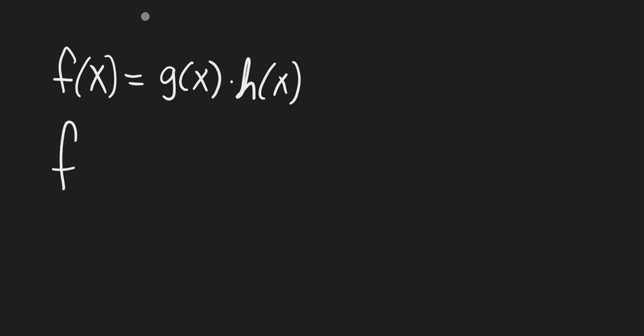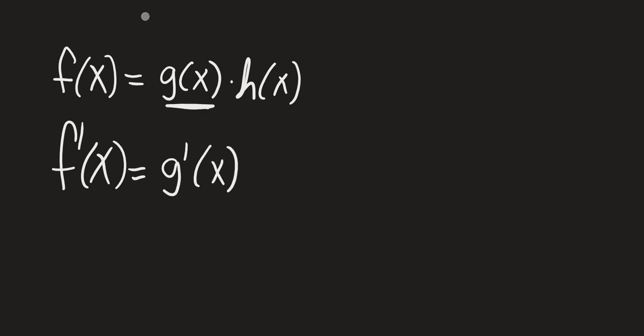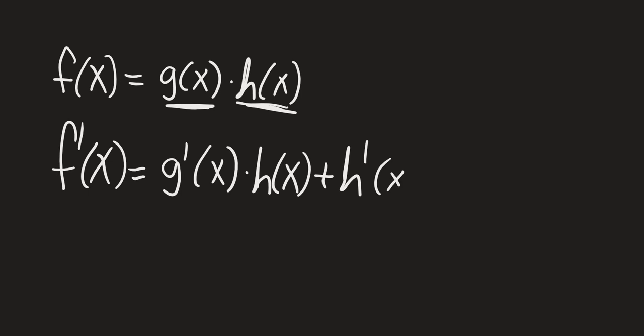To take the derivative of this, we are first going to take the derivative of the first equation, which will be g prime of x. Then we're going to multiply that by the second equation left alone, plus the derivative of the second equation, which would be h prime of x, times the first left alone. This is going to be the general equation for finding the derivative using the product rule. Take the derivative of the first, multiply it by the original of the second, plus the derivative of the second times the original of the first.